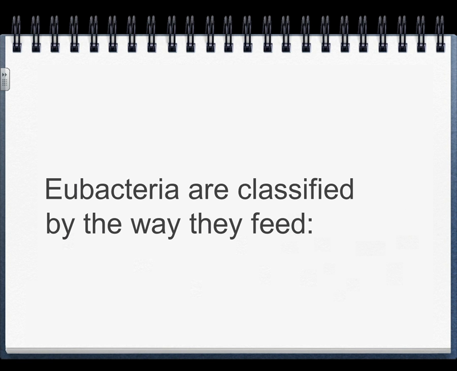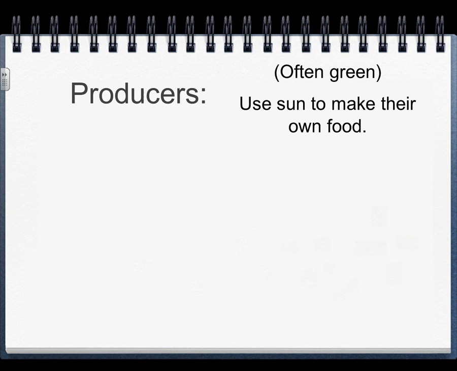Eubacteria are classified by the way that they feed, meaning the way that it eats. One way, as producers. What's a producer? It makes stuff. So what would a producer bacteria be considered to do? Making its own food. How do you think it makes its own food? Photosynthesis, which uses the sun. So eubacteria that are producers, it's often green, and they use the sun to make their own food.